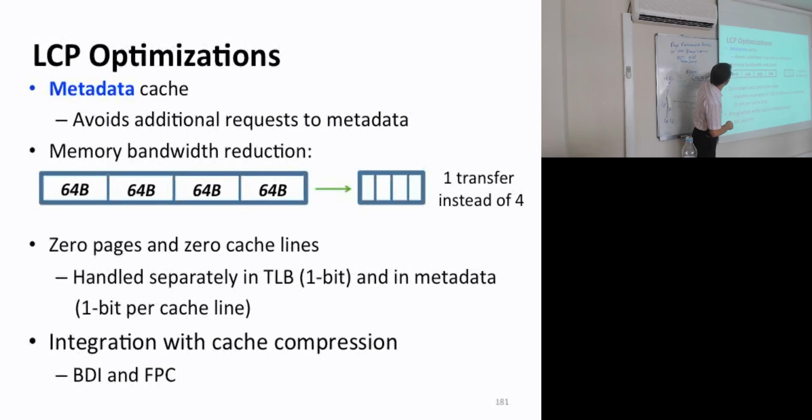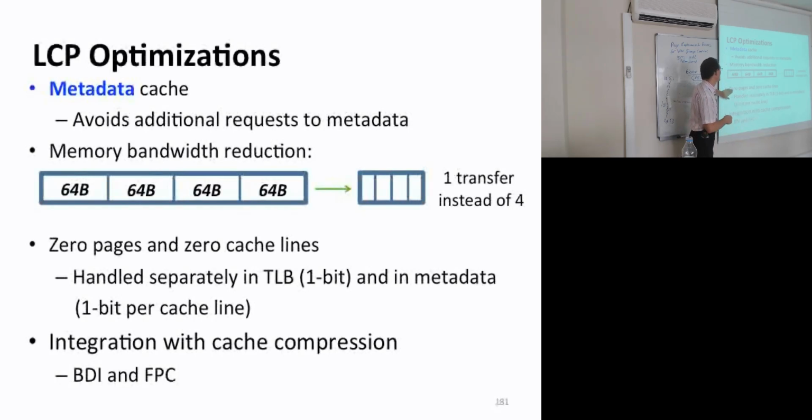This also leads to memory bandwidth reduction. For example, if you have 4 contiguous cache lines, you can transfer them with 1 transfer instead of 4 transfers. So we're going to take advantage of that. Whenever we request a single cache line, instead of transferring a single compressed cache line, we're going to transfer 4 cache lines, or n cache lines that are compressed, if they are contiguously compressed. And that gives us memory bandwidth reduction because we're more efficiently utilizing the memory bandwidth. With 1 transfer, we're getting a prefetching effect.